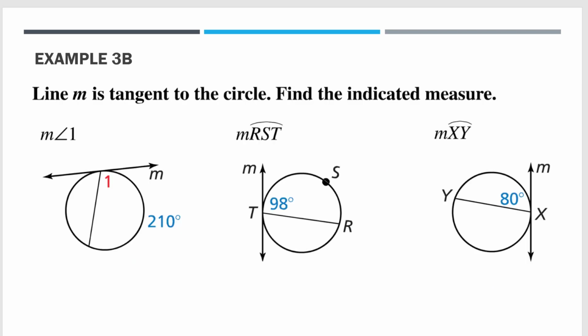Example 3B, line M is tangent to the circle. Find the indicated measure. So the first one, you're going to find angle 1. Why don't you try these on your own? Pause the video and then turn it back on to see the solutions.